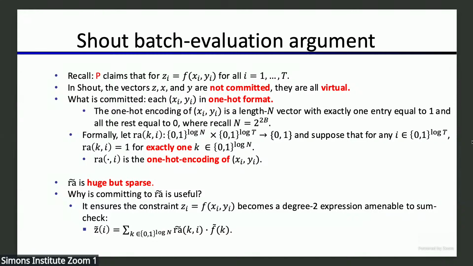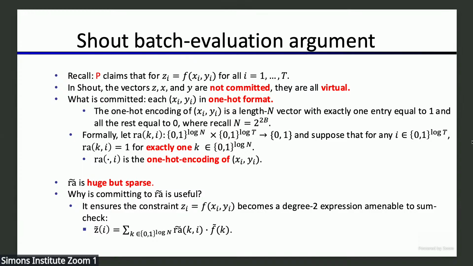So if I feed into RA a cycle, meaning which read operation I'm looking at, and an address, which is 64 bits, say, it will spit out 1 if that is the unique 1 in the vector of length 2 to the 64, and it'll spit out 0 otherwise. So it's a huge vector we're committing to, length 2 to the 64 per lookup. So it's t times 2 to the 64 values committed. Huge, but very sparse, only t non-zeros.